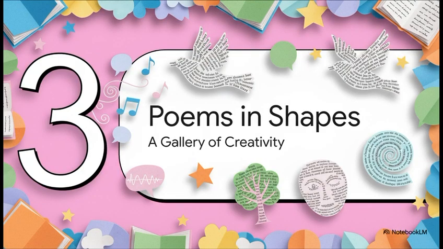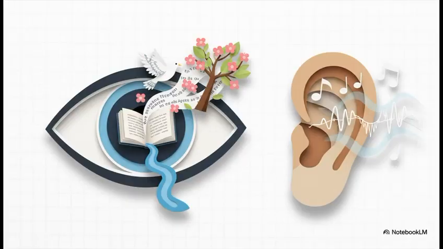This whole idea builds from the sound of poems to their visual form. The textbook introduces a whole gallery of creative shapes, showing us that poetry can be an art for the eyes, too. And the key takeaway here is a big one. Poetry isn't just something you hear. The way the words are laid out on the page can be just as important as the words themselves.